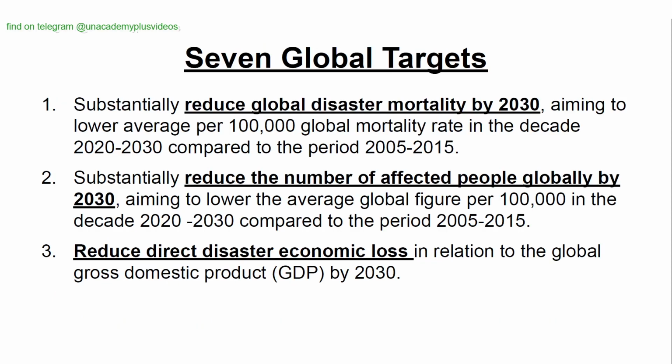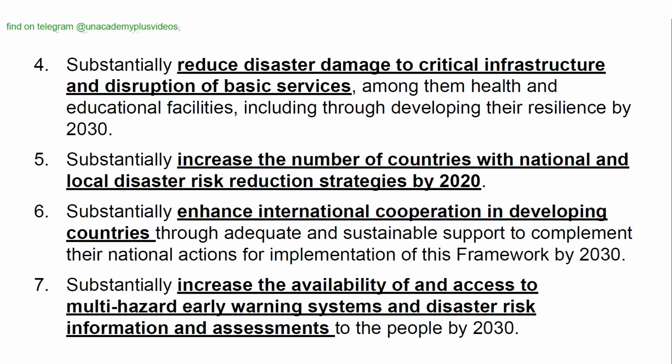Substantially reduce global disaster mortality by 2030, aiming to lower the average per 1 lakh global mortality rate in the decade 2020-2030 compared to the period 2005 to 2015. Substantially reduce the number of affected people globally by 2030, aiming to lower the average global figure per 1 lakh in the decade 2020-2030 compared to the period 2005 to 2015. Reduce direct disaster economic loss in relation to the global gross domestic product, GDP, by 2030.